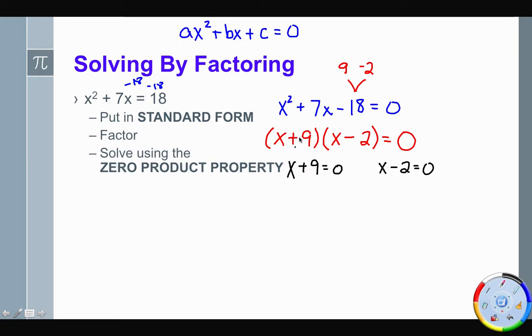So we solve using the zero product property. We make this statement that either of these factors could be 0. We subtract 9 from both sides, and we get x is equal to negative 9. And here, when we add 2 to both sides, x is equal to 2. And there we have our two answers to our quadratic equation. A quadratic equation should always get two answers. Sometimes it's repeated. You'll see that a little bit later, I think. But we get two answers to these quadratic equations.